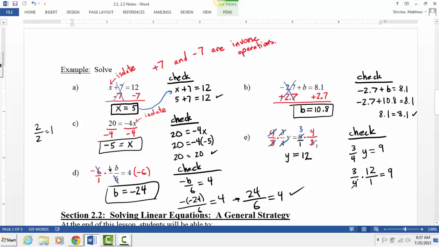And let's simplify here. 4 goes into 12 3 times. 3 times 3 is 9. We get 9 equals 9. Checks out. Answer is y equals 12.